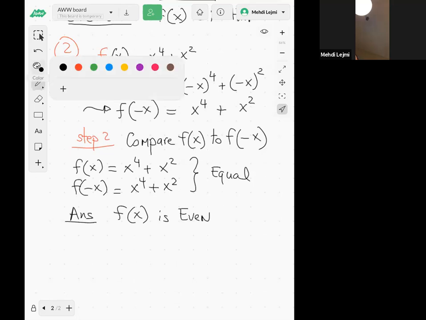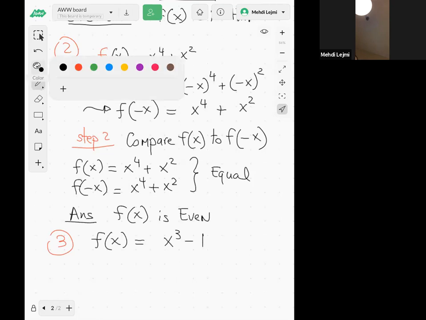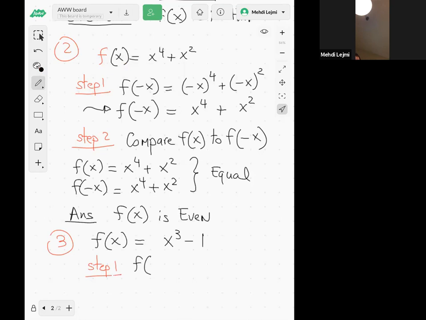For number 3, it's f of x, I think it's x cubed minus 1, if I'm not mistaken. So again, same thing. The first step, you have to find f of minus x. So just replace x by minus x with the cube, and then there's this minus 1. So we're gonna just keep the minus 1.